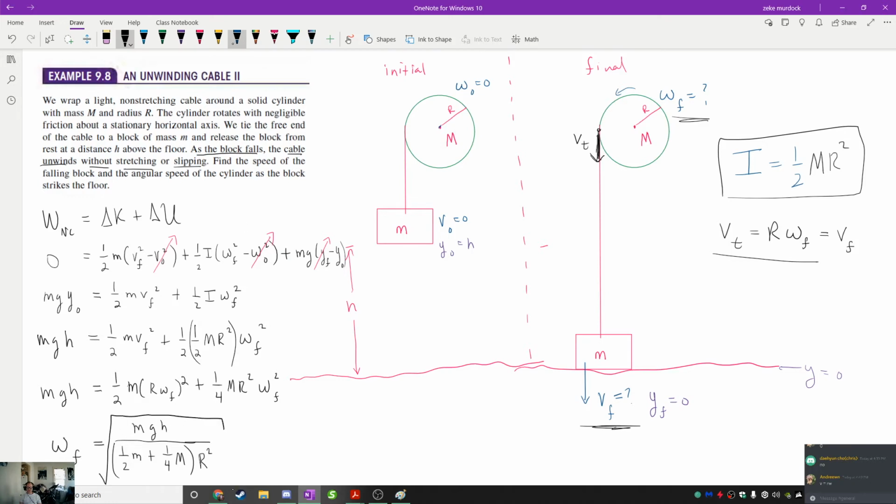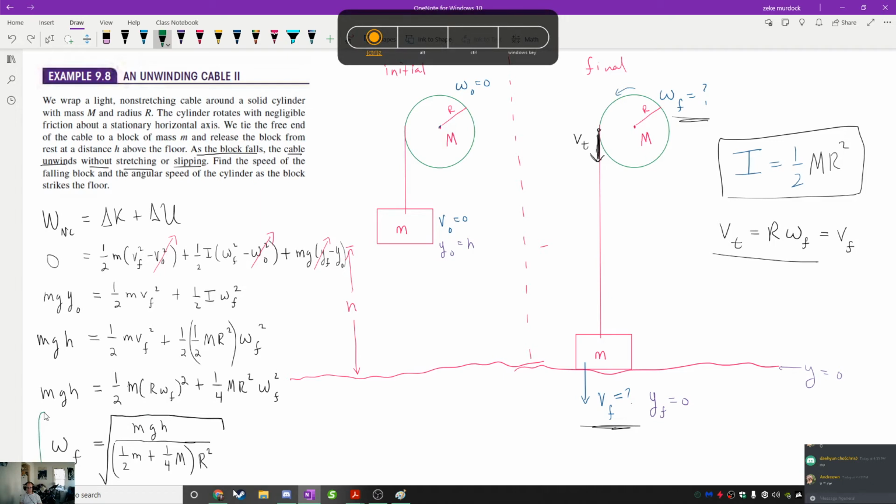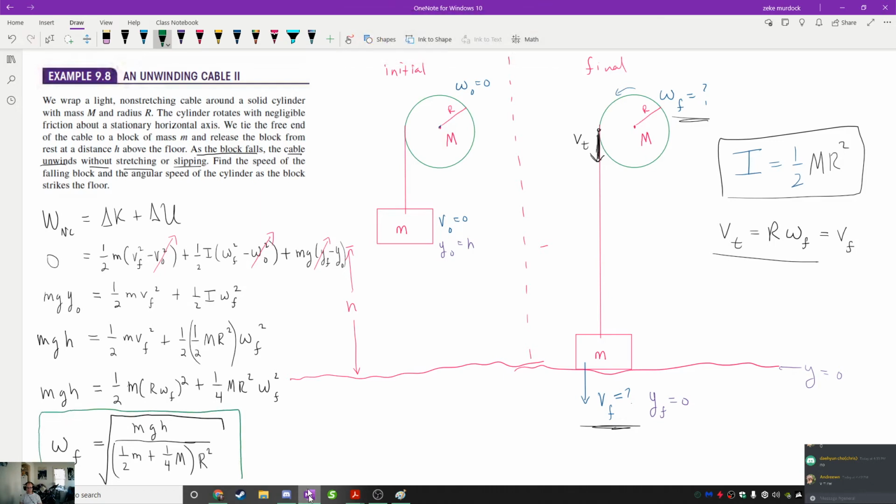So that's our final answer. And then if we want to find v final, we have this equation over here that says that v final is equal to r times omega final, which, if you notice, there's an r squared in the denominator right here that's inside the square root. So our answer for this is just going to be square root of mgh divided by 1/2 little m plus 1/4 big M. And those are our answers.